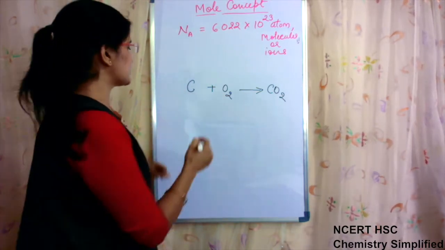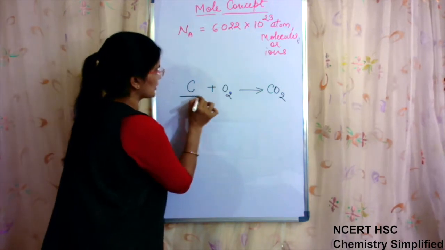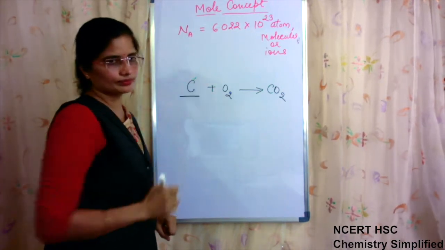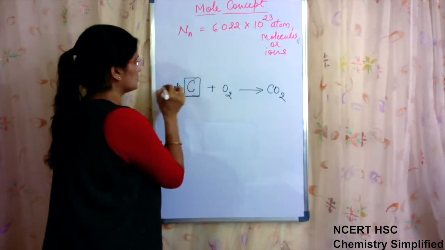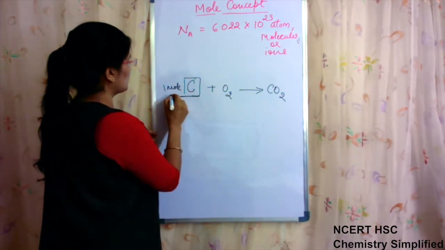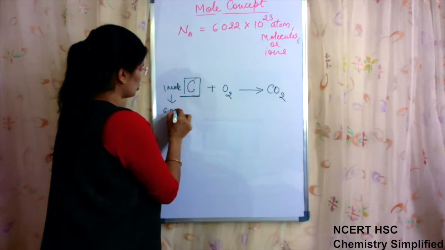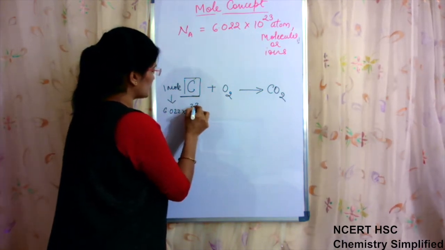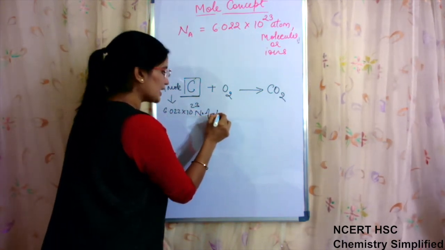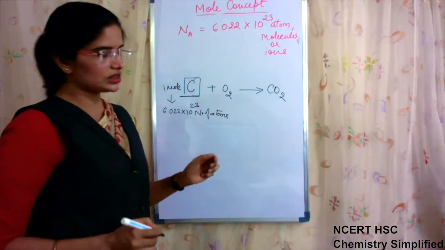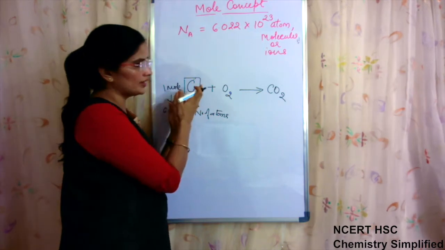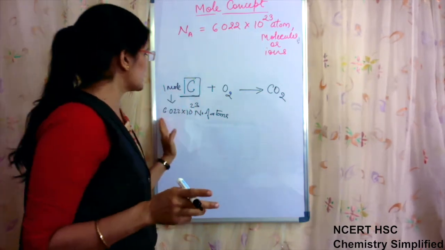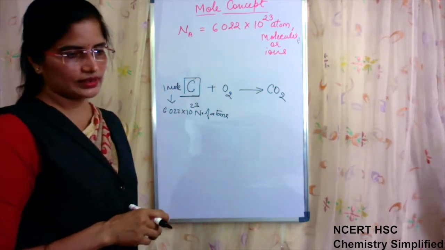But now we understand that what I have written here is actually not one carbon atom. Actually, this is one mole of carbon atoms, which has how many? 6.022 into 10 to the power 23 number of atoms kept together. Because we can write the symbol of any element, but that symbol does not indicate one atom. It indicates these many number of atoms.